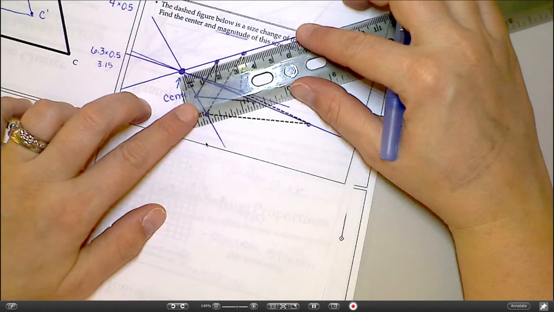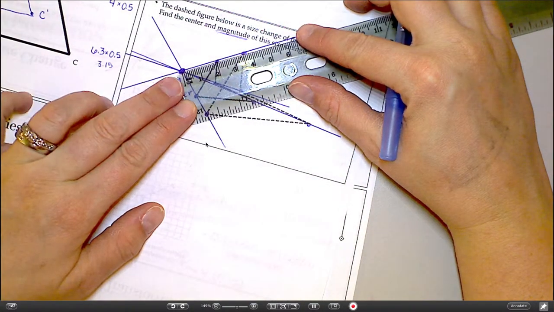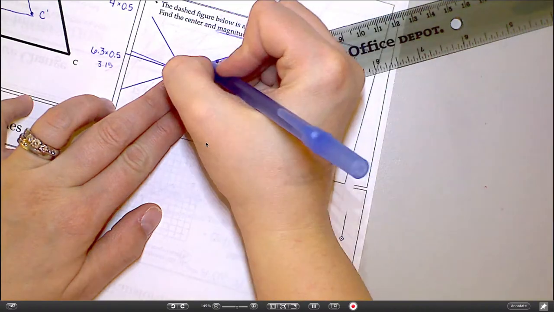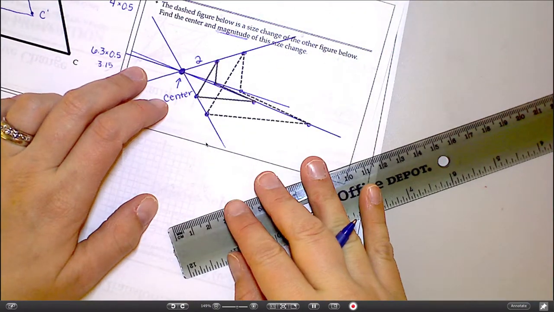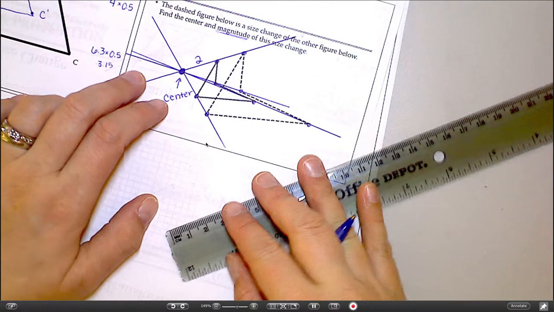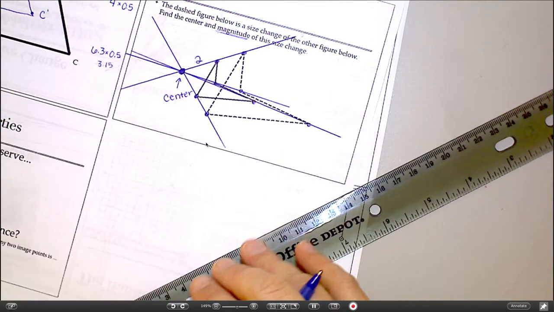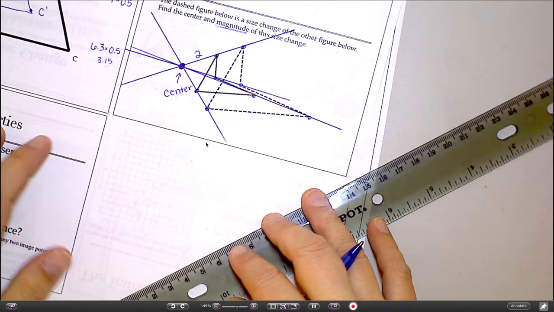We're going to measure the distance from the center to this point here, and it looks like it's right about 2 centimeters. Can we erase the lines that we made now? What's that? Can we erase the lines that we made now? Sure. Yeah. Yeah, if you need to.